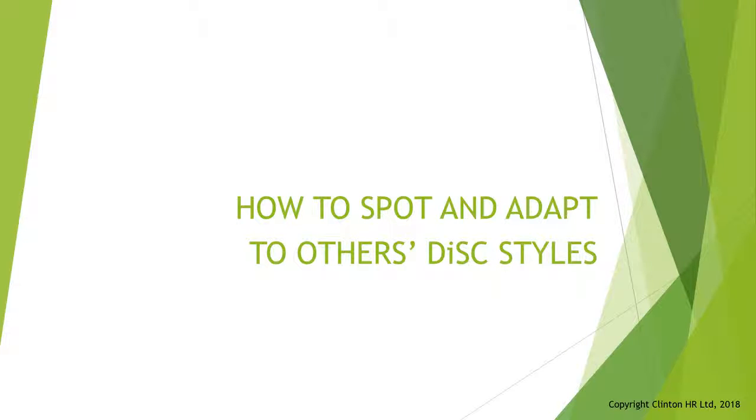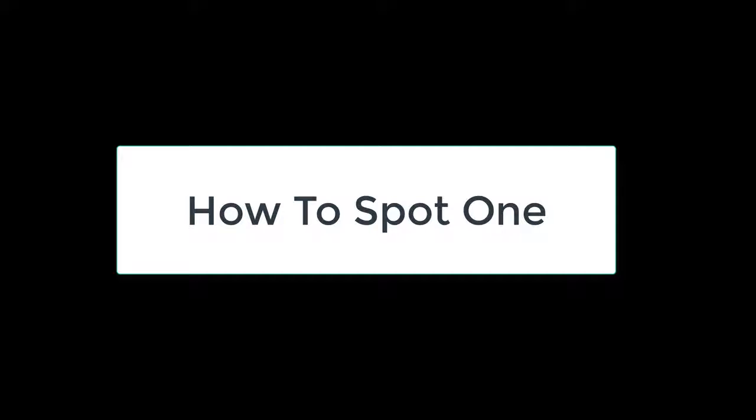How to spot and adapt to others' styles. How to spot one. One of the distinct benefits of the DiSC model is that it is possible to identify another person's core or primary style quite easily. This is especially true if it is a strong style. In this case, we need to be the most attentive to our own style lest it conflicts with theirs.